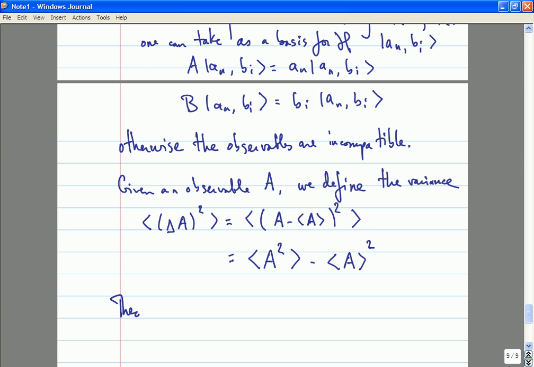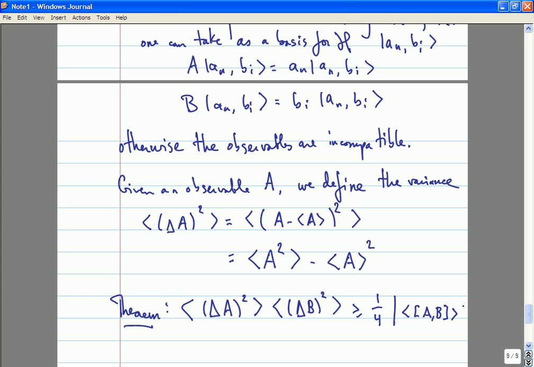We can now state a basic theorem about Hilbert spaces and expectation values of operators, which is that in any state, the variance of the operator A times the variance of the operator B is greater than or equal to 1/4 times the absolute value of the expectation value of their commutator squared. And this is known as the Heisenberg uncertainty principle.